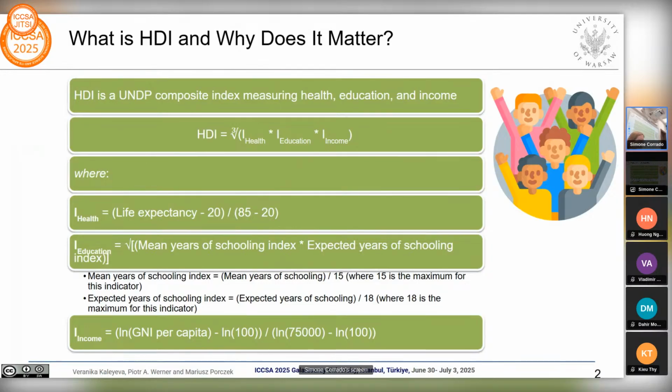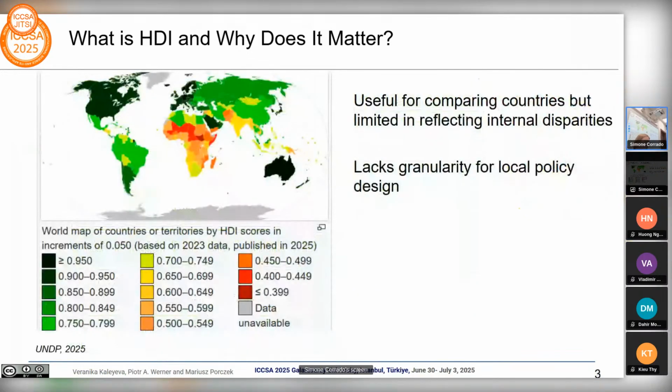Health is measured by life expectancy. Education is measured for this index as years of schooling, and income is measured as GDP per capita. And the geometric mean is used to synthesize this as a composite index. So on this slide, we can see the distribution of the Human Development Index according to the latest data from this year.